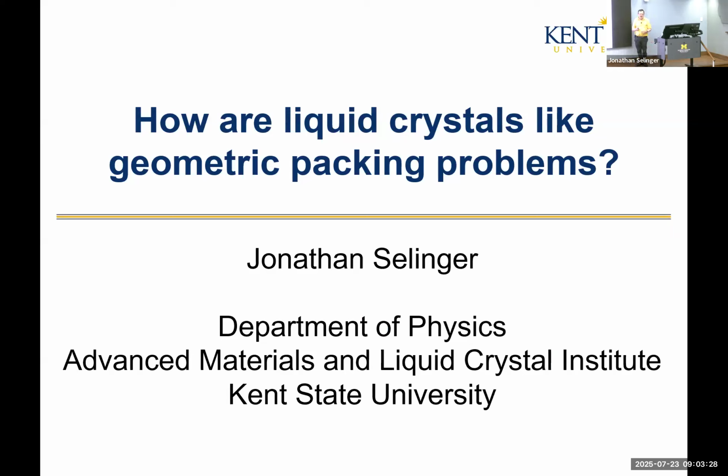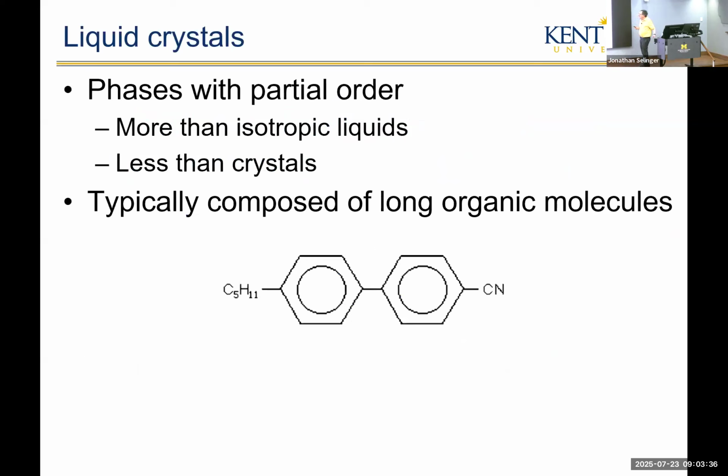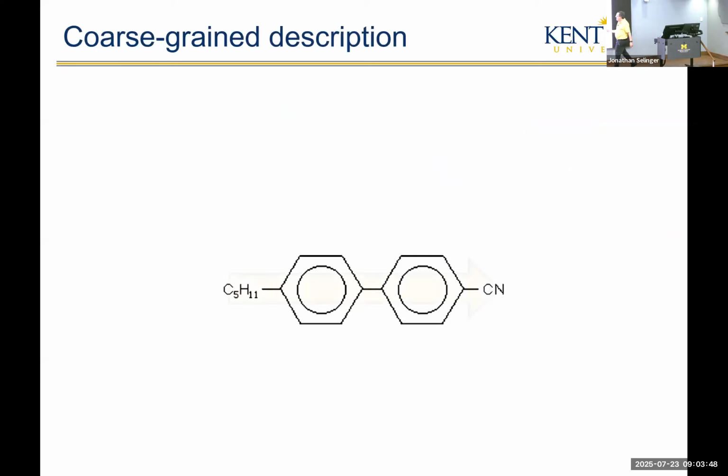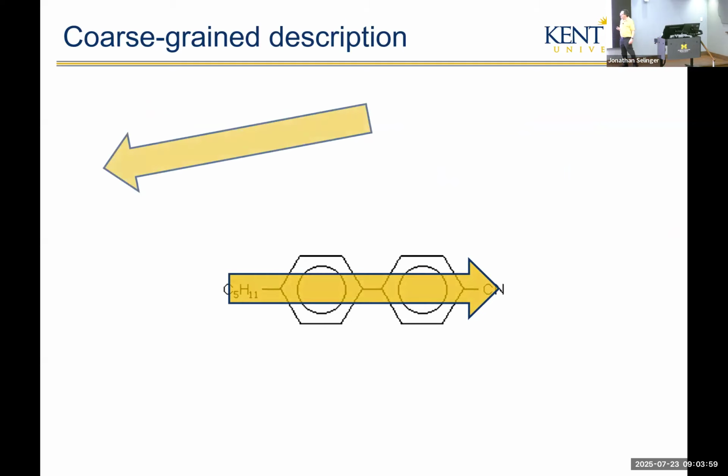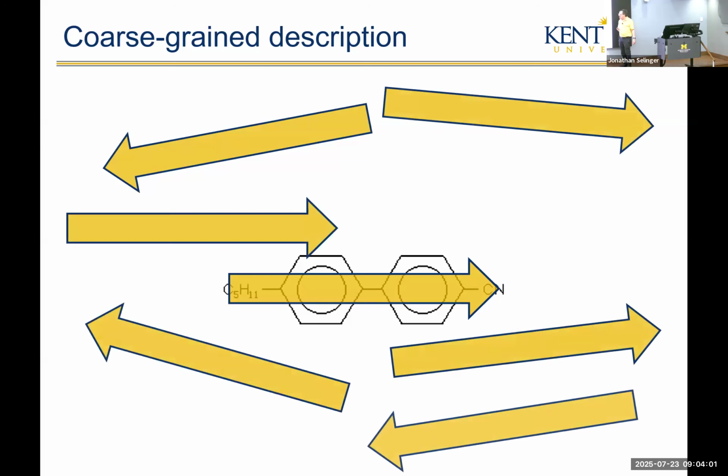My subject today is how are liquid crystals like geometric packing problems? Let me begin with a quick intro to liquid crystals. These are systems made out of long organic molecules with a structure like this. On a coarse-grained basis, we could just say they are oriented in some direction. And then we have many of them, like 10 to the 23rd, and they have a distribution of orientations.